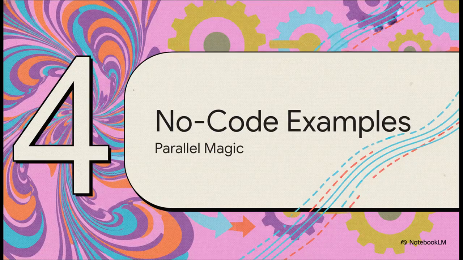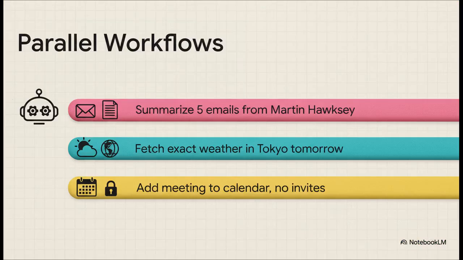Let's look at Section 4, real-world no-code examples and some parallel magic. Let me be clear, this isn't just a fun little toy concept. It's a highly robust tool capable of executing multiple, complex workflows at the exact same time. Check this out. You can tell the agent to summarize 5 emails from Martin Hoxie. Simultaneously, it can fetch the weather in Tokyo for noon tomorrow. And while it's doing all of that, it can silently block time on your calendar without sending invites to anyone, so literally no one bothers you. These fire off locally and seamlessly, giving us a true appreciation for the sheer breadth of what this agent can handle.